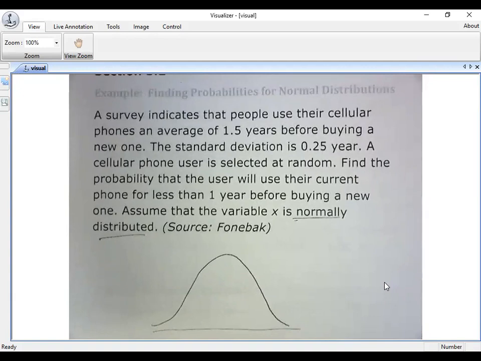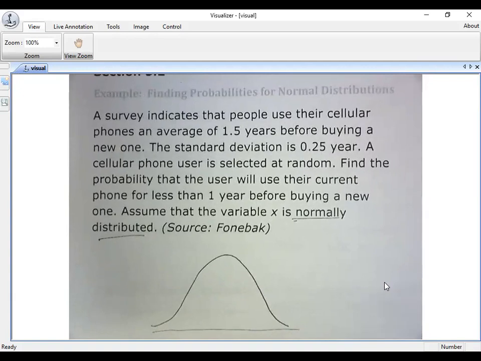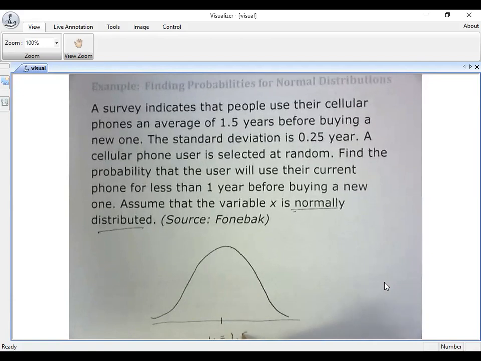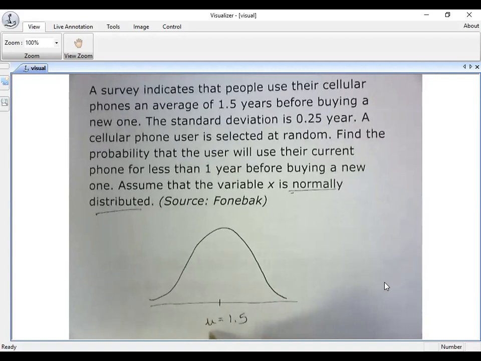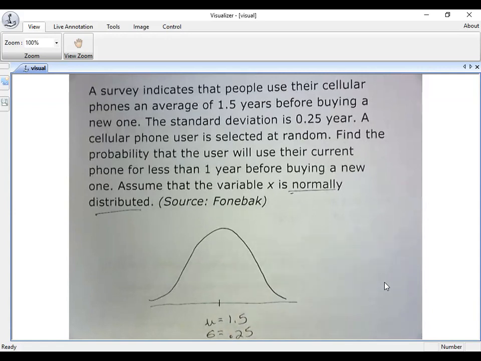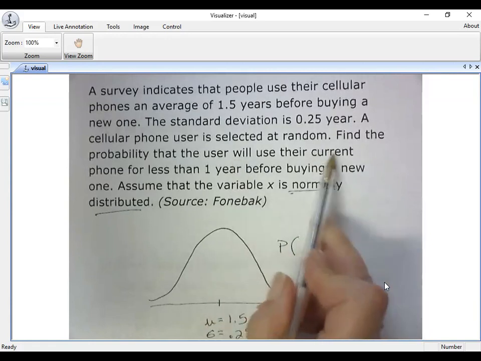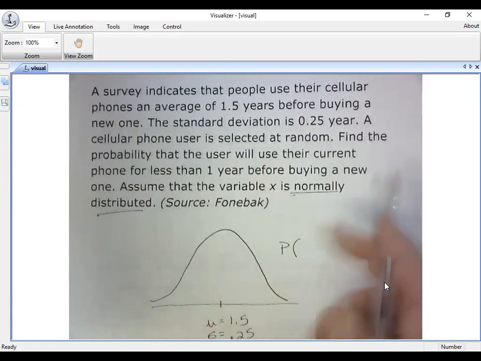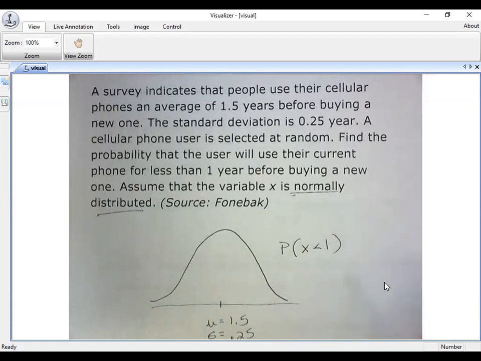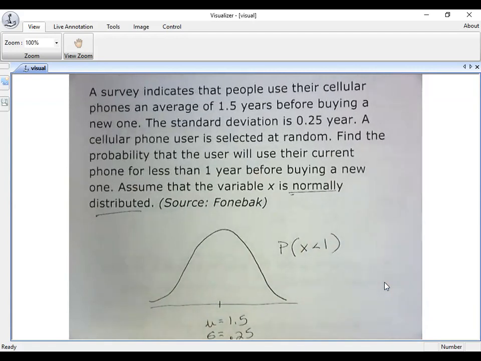Now, what information do I need to put on here? Do I know the mean? Yes. What is it? 1.5. Do I know the standard deviation? 0.25. And what is my x value I'm supposed to use? I want the probability that the user will use their current phone for less than 1 year, that x is less than 1, right?